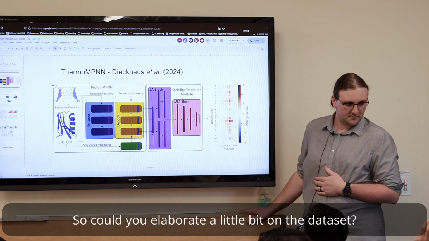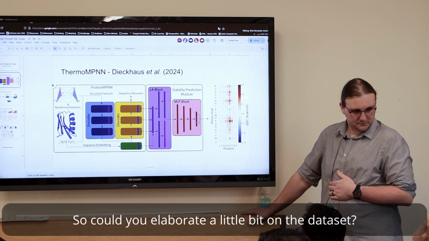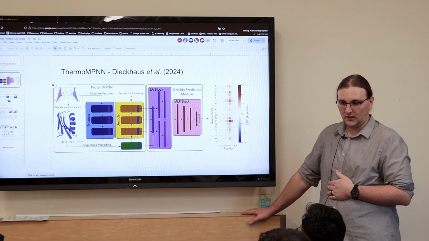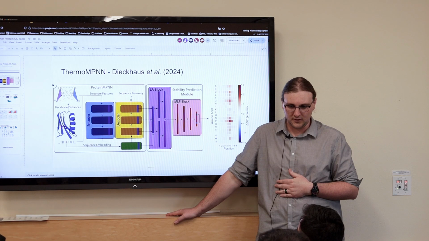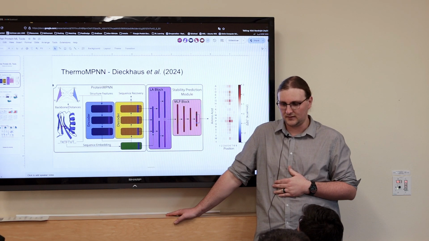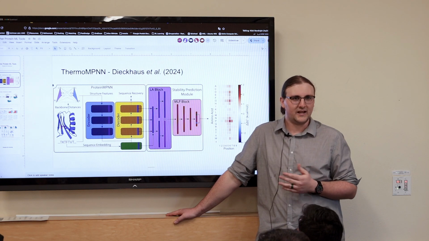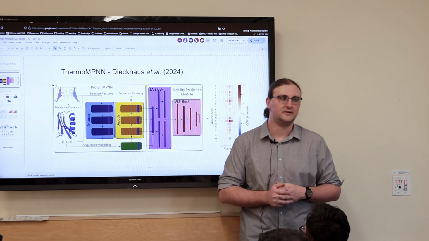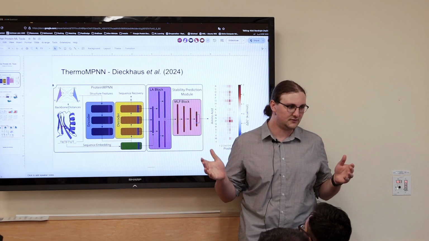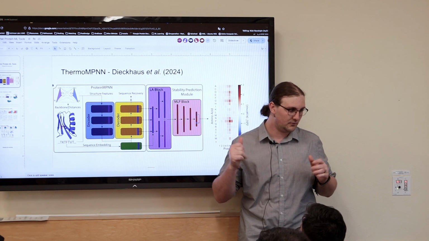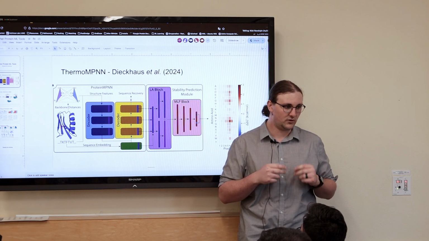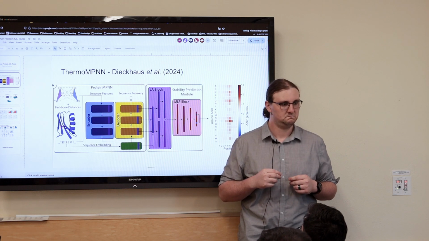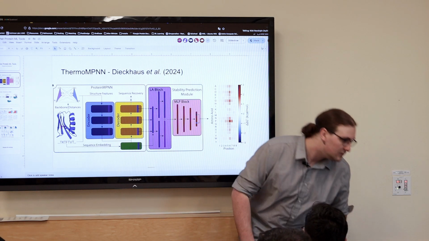Yep. So could you elaborate a little bit on the dataset? The dataset is this mega scale Rockland dataset. So it's the biggest stability dataset that we've seen ever since then. I guess I went over it a lot. So it has a bunch of small proteins in it, around 300 or so, with site saturation mutagenesis on each residue to every other. And then they performed that protease screening and correlated that with delta G. And it lines up pretty well.